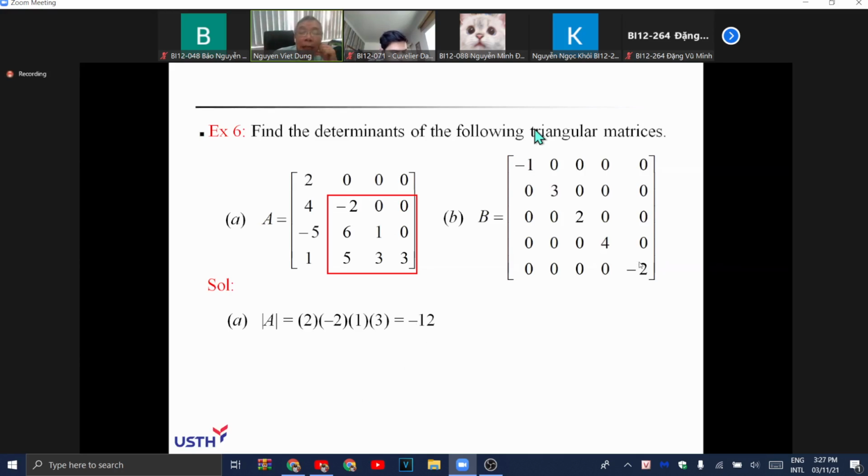Similarly, for that one, it is not only a triangular matrix, but also a diagonal matrix, and its determinant is the product of the entries lying on the diagonal here.